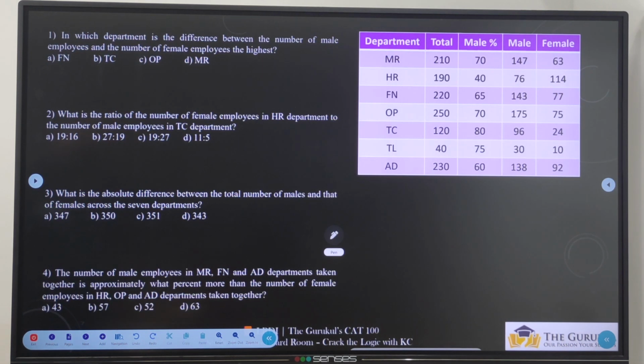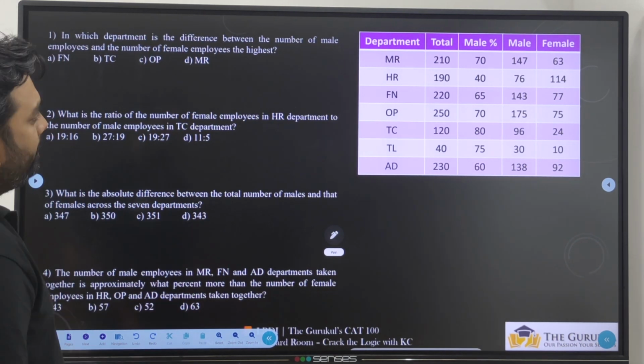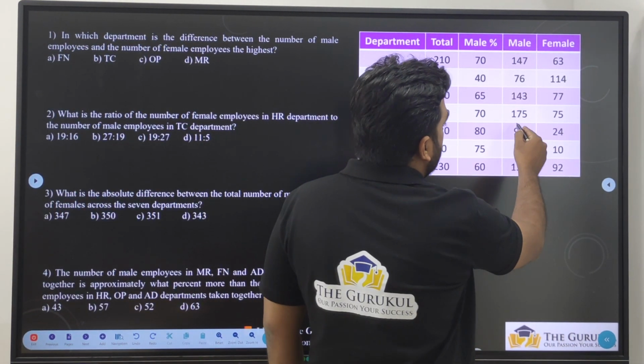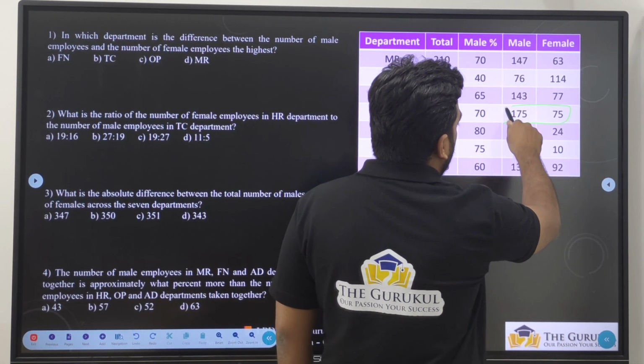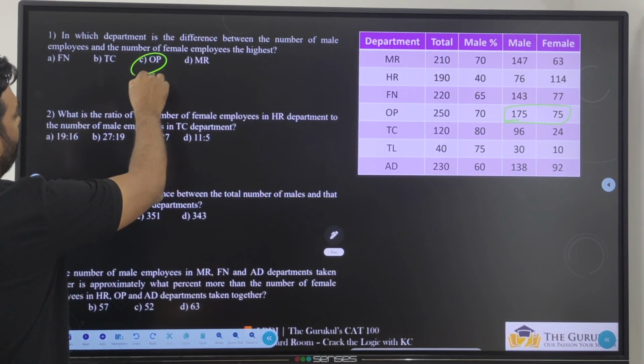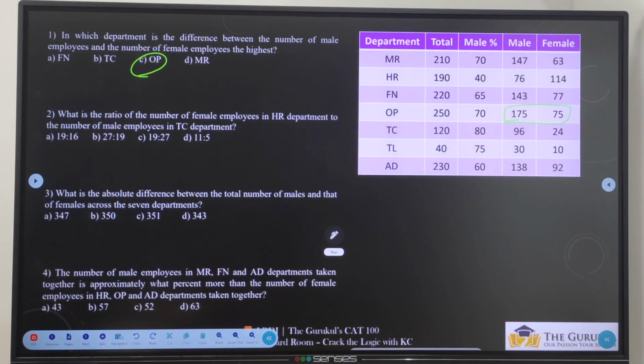Now question number 1. In which department is the difference between the number of male employees and the number of female employees highest? Okay, because we already have a table, just check the differences here. If you observe the difference here, that is 175 minus 75, which is 100. So in OP, we are having the maximum difference.